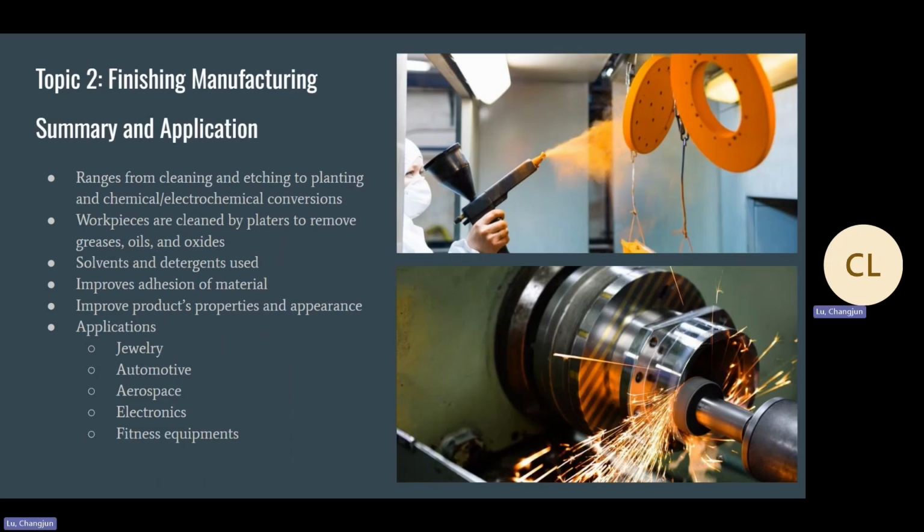So finishing manufacturing is the process that ranges from cleaning and etching to plating and chemical or electrochemical conversions. During these surface preparations, the workpieces are cleaned to remove greases, oils, and oxides. Solvents or detergents are also used before the workpiece is dipped in acid to further remove materials. Plating helps improve the adhesion of the material, and overall post-treatments help improve the product's properties and appearance. Industries that commonly utilize the finishing process include jewelry, automotive, aerospace, electronics, and fitness equipment.